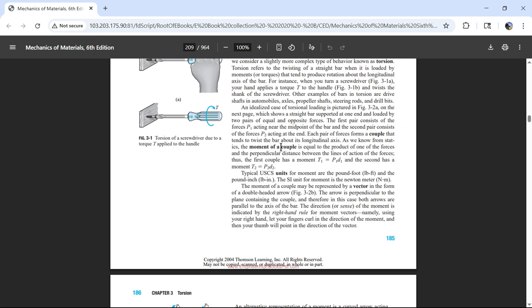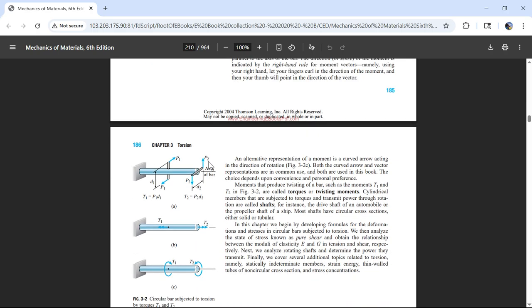And that's kind of interesting that the couple is the two forces separated by the distance. The moment is the value of that. You know what I mean? And then moment is also just the moment of a force. That needs to be talked about. Like, because you have a moment of inertia. What the hell is that?